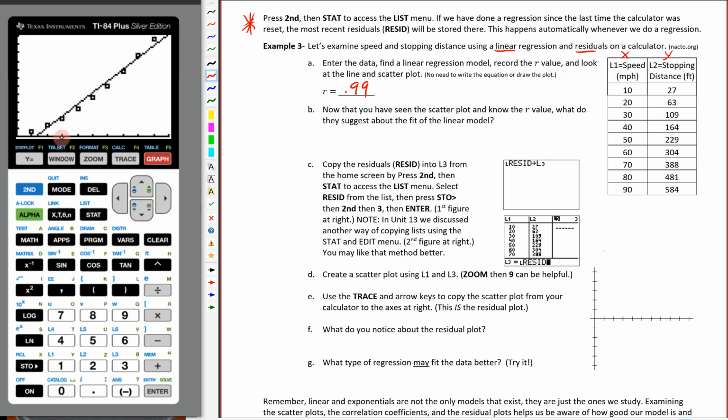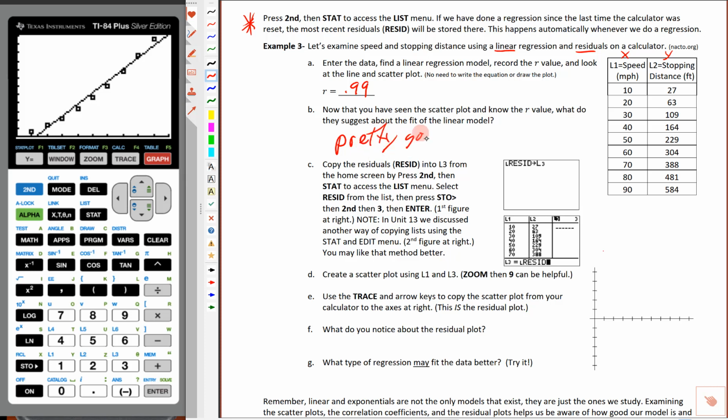Now, if you've got a keen eye and we're listening to what we talked about before, you'll notice that these are above, those are all below, and then those are above. So now that you've seen the scatter plot and know the R value, what do they suggest about the fit of the linear model? So the R value is pretty good, but now that we've looked at the scatter plot, we're going to say something like, it's a pretty good fit, okay? But I'm going to put an asterisk by this. Might want to look at residuals, okay?